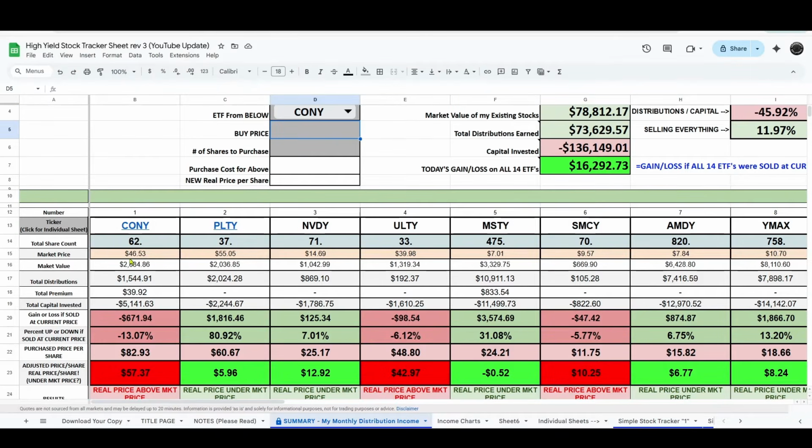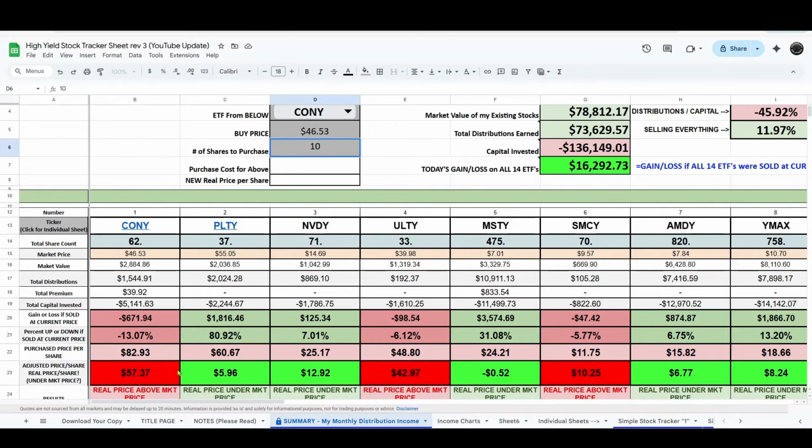And I'll use the buy price of that market price. And this is the market price of Friday's close. And that's at $46.53. So I enter in $46.53. And how many shares would I potentially be looking to buy? And we're just going to throw in an arbitrary number of 10 shares. First, it's going to tell you how much it's going to cost. And then it's also going to recalculate and give you what your new real price per share would be.